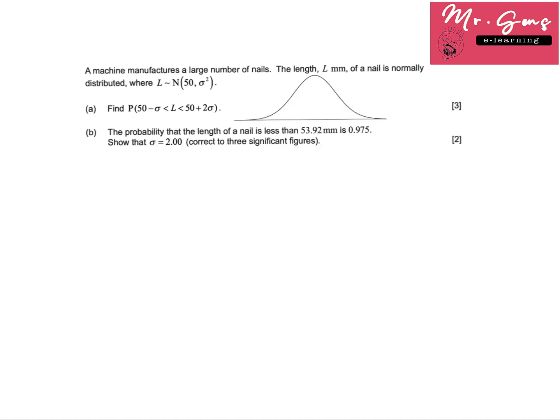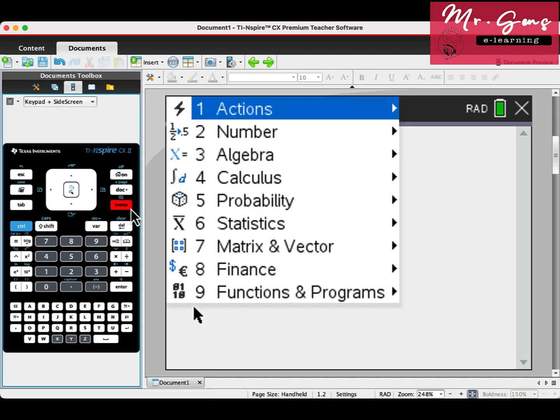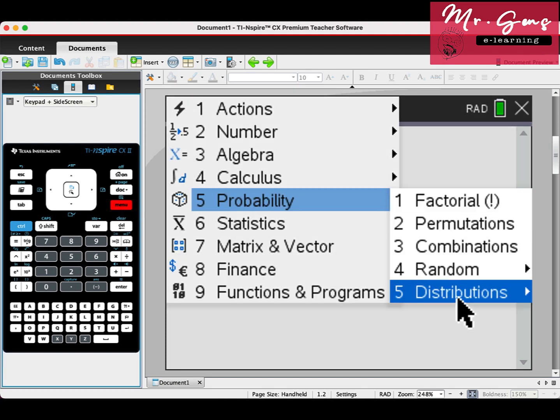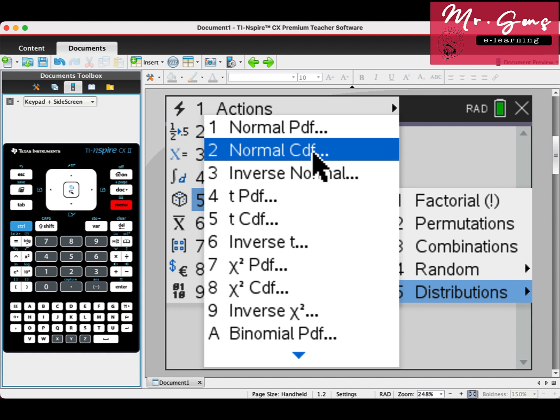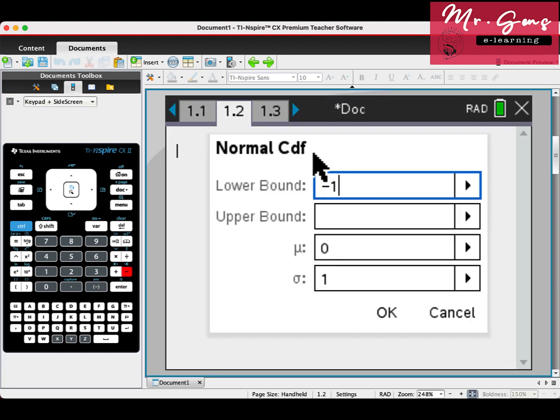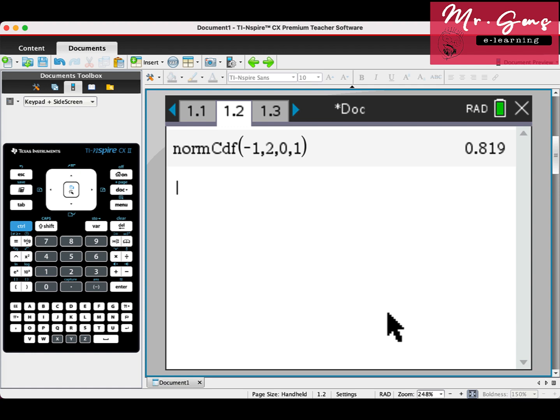The mean is provided. We don't know the standard deviation, but the first expression is the probability between 1 standard deviation below and 2 standard deviations above. So if you consider standard normal distribution, it's between -1 and 2. Just go to your calculators, distributions, normal CDF, and define -1 and 2. That's part A.